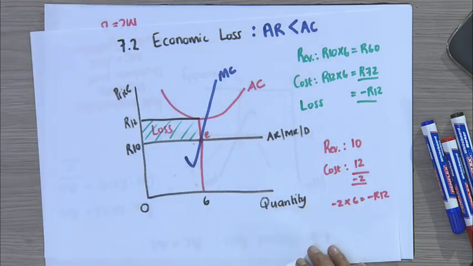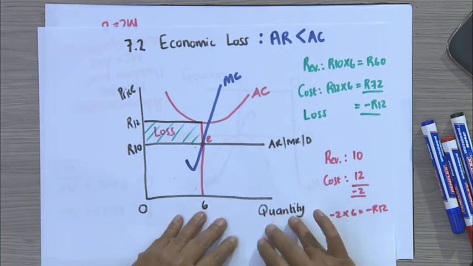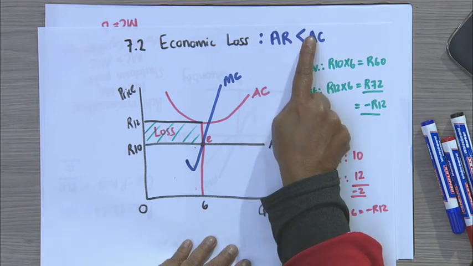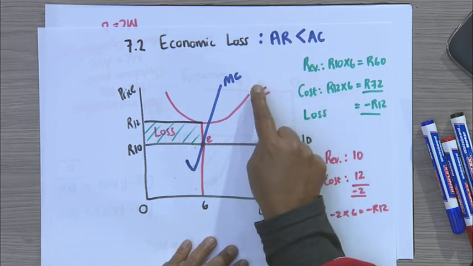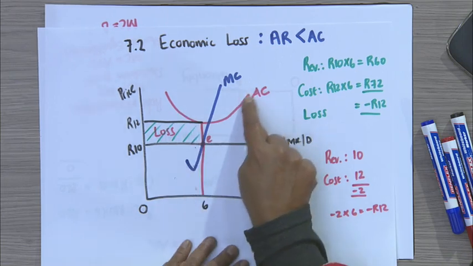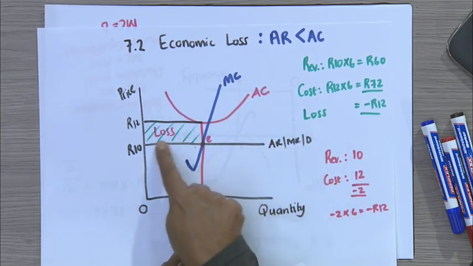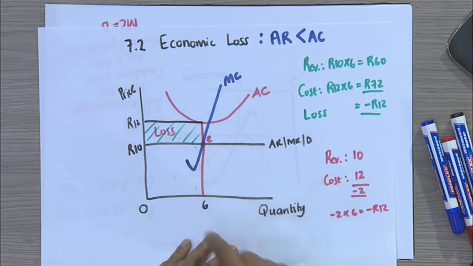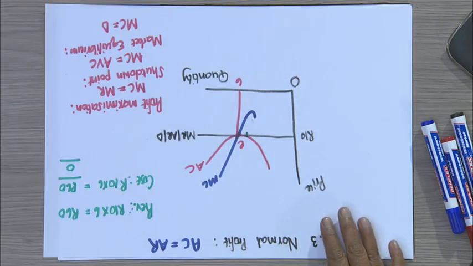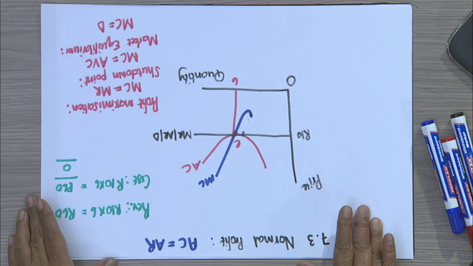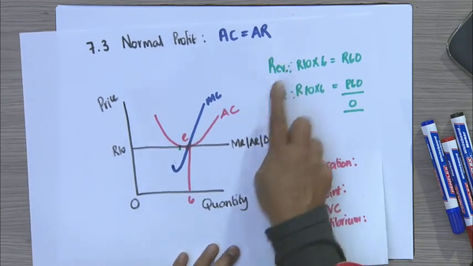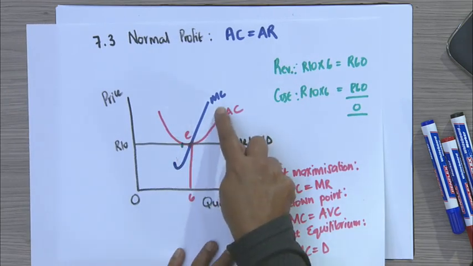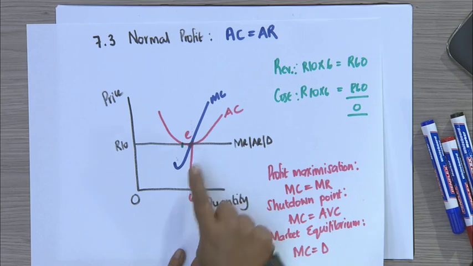Then we moved on to economic loss. And here we said the AR is smaller than AC, or AC is greater than AR. So in this case, the AC curve is now above the AR curve. And that shows the loss. And then we looked at the normal profit, where your AC is now equal to AR, so therefore AC is tangential to the AR curve, right?